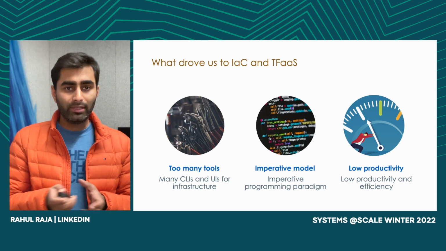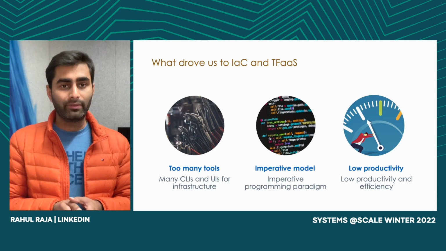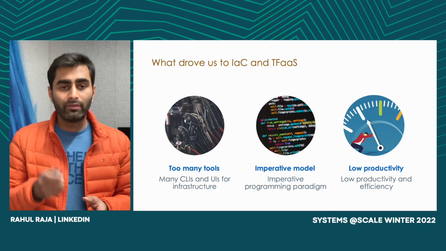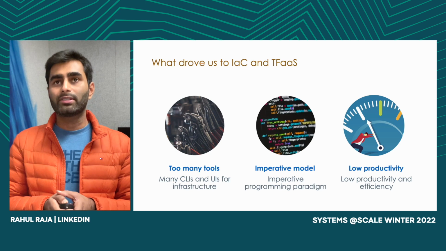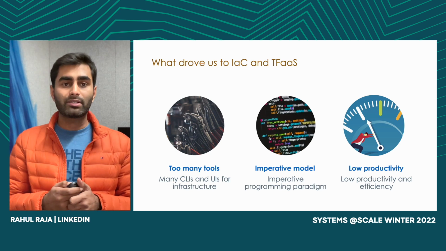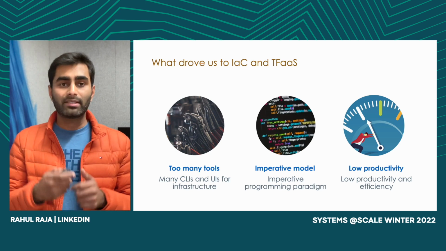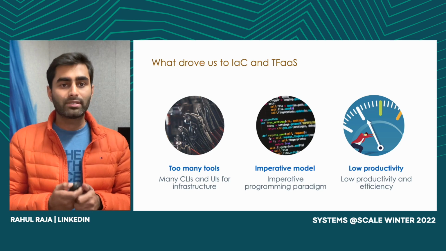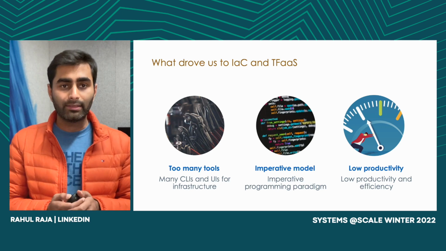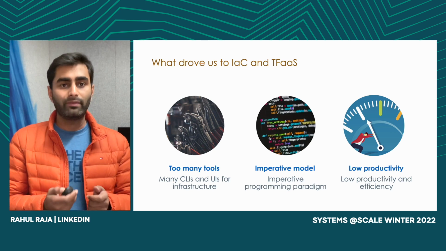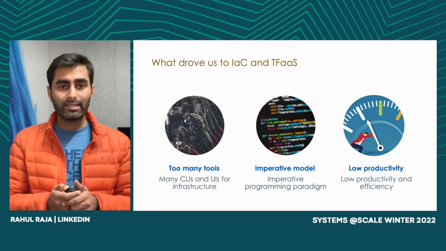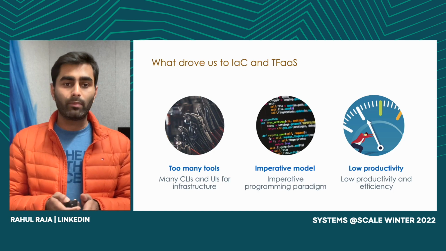Due to all this, we also realized that we had low productivity and efficiency in our engineering teams. We were not releasing new versions of infrastructure and making iterations as fast as we wanted to. We realized the root cause of all this lay in the imperative programming model and the way we were handling our infrastructure. So we decided to overhaul all this and make a shift to IaC and Terraform.